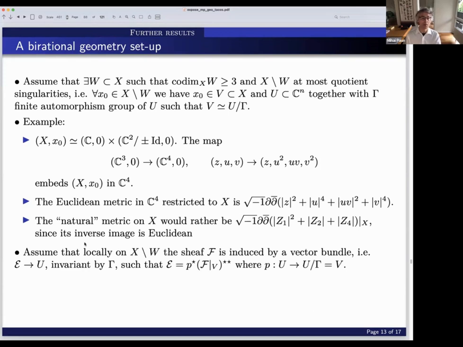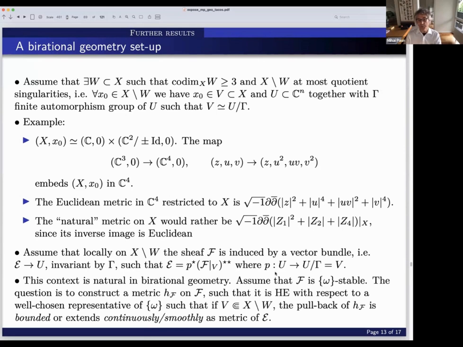So assume that X has this sort of geometry: outside codimension 3, I only have nice singularities. And assume that moreover, F does the same. So in the complement of this W, this is a so-called orbifold vector bundle. On the uniformizing subsets, I have an honest vector bundle such that the inverse image of F is the same as E.